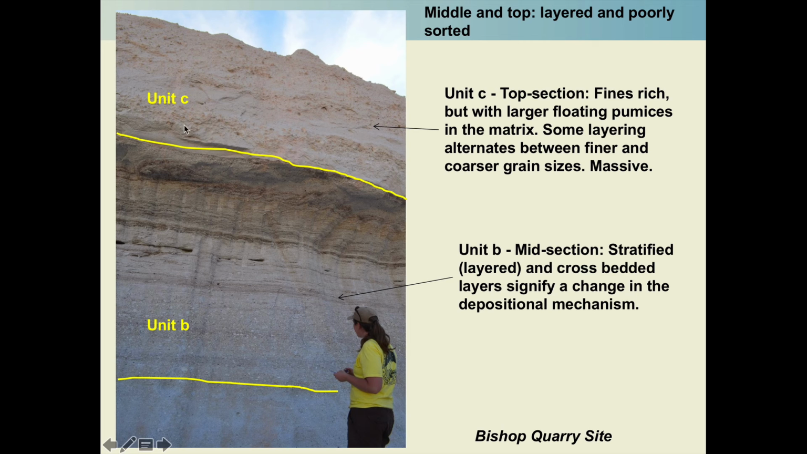The top, Unit C, is really fines rich, which means it's got a lot of fine ash in it. But it has lots of big floating pumice in that fine ash matrix. It's matrix supported, which means that the pumice is floating in the fine ash matrix. It has some layering. It alternates between finer and coarser grain sizes, but all of the layers are poorly sorted. They have lots of big stuff, lots of little stuff, and everything in between.